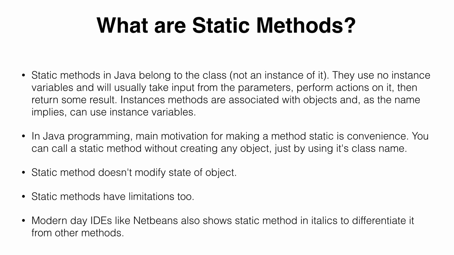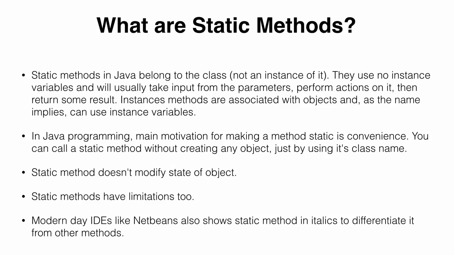So what exactly are static methods? Static methods in Java belong to a class. So if you have a person class, those static methods belong to that person class. So it's not an instance of it. It doesn't mean we have to go ahead and create an object just so we can access that particular method. We can simply just call that method instantly.